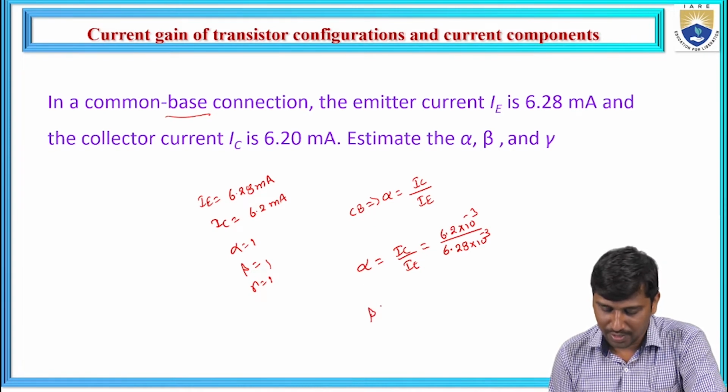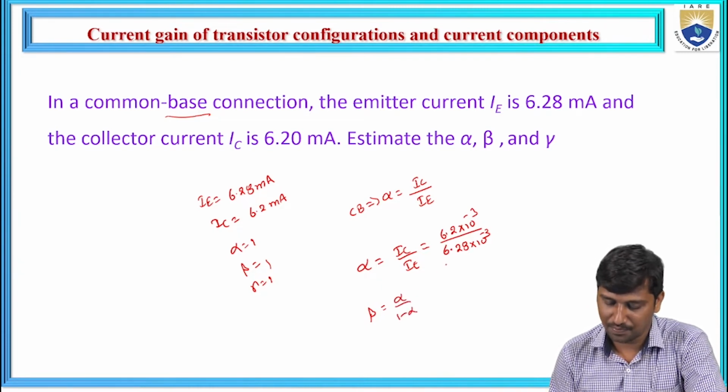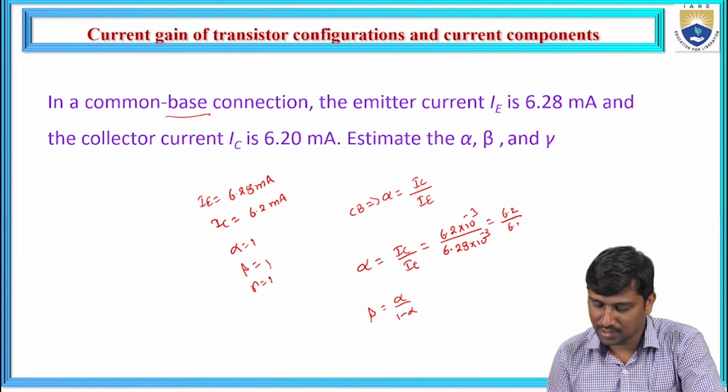Then, to identify beta, you should write it in terms of the alpha value. So beta is alpha divided by 1 minus alpha. You can substitute the alpha value here, which is 6.2 by 6.28.